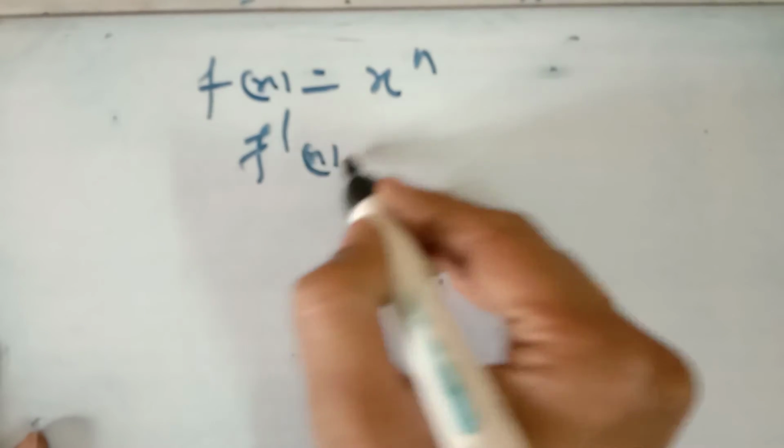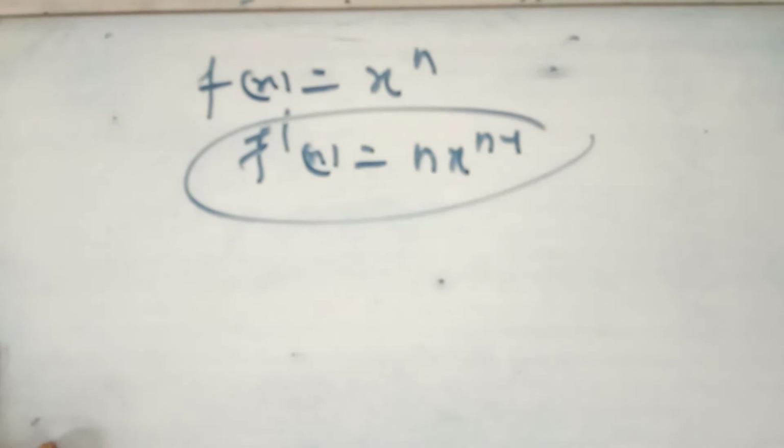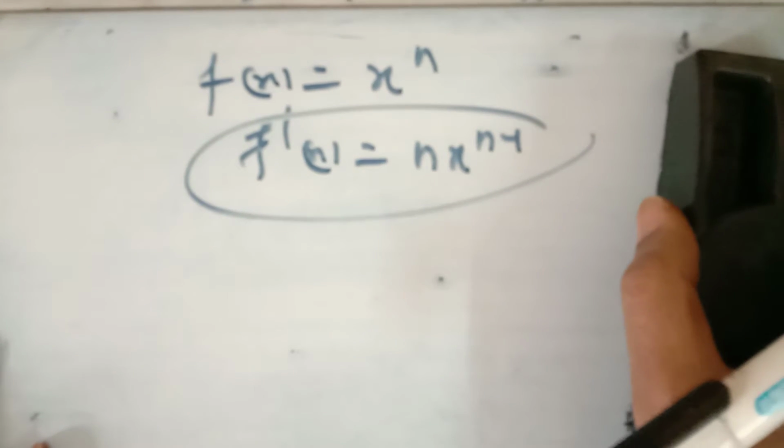Lecture number 8 for the chapter Limits and Derivative for class 11th. In the last lecture we discussed the definition of the derivative, its physical meaning, and its geometrical meaning, and we derived the derivative of x to the power n, which is n x to the power n minus 1, using the first principle method.